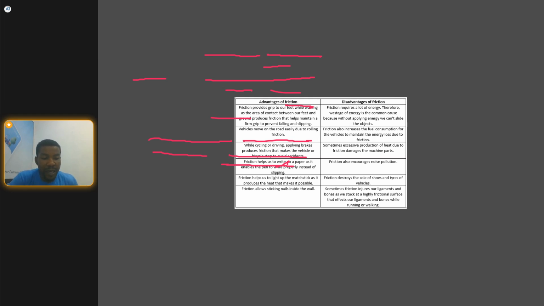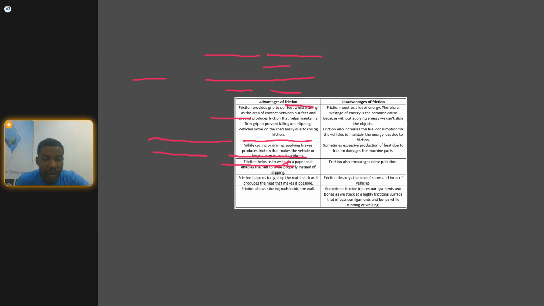Imagine us driving a car without brakes. What could have happened? That could have led to so many accidents within our environment. So friction has prevented accidents from taking place. Friction that happens in the process of applying the brake has brought a decrease in the number of accidents that we have in our environment. All right. So that's another importance or advantage of friction.